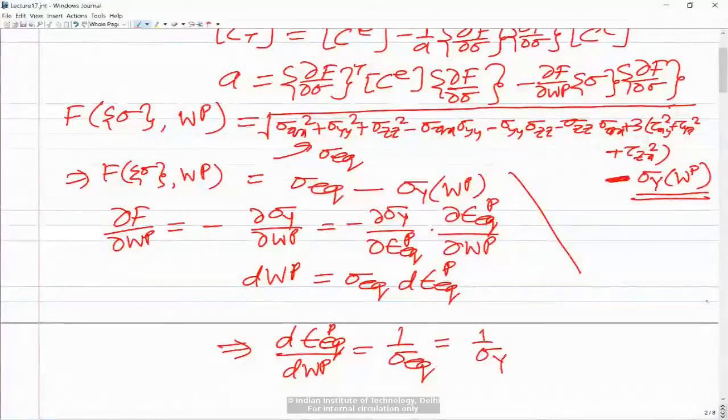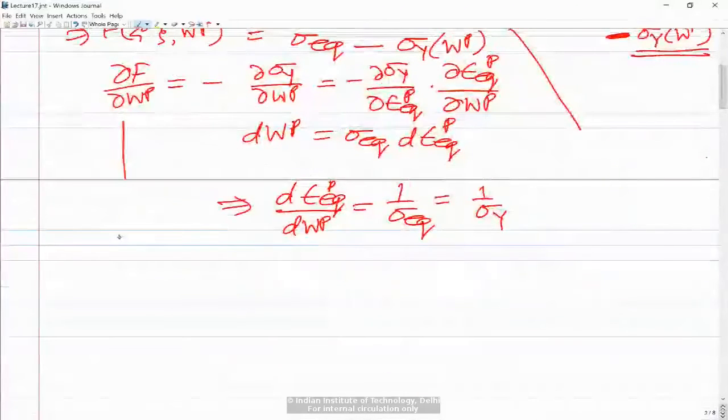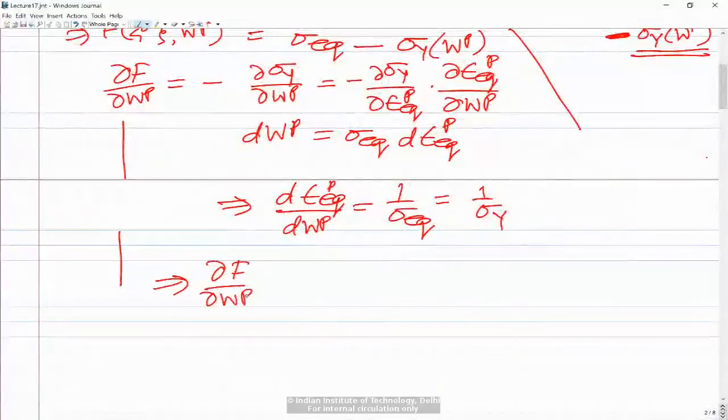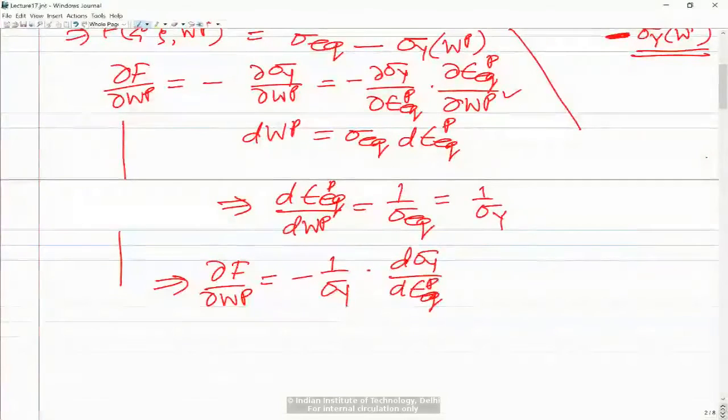So then you can say that del f by del wp will be equal to minus del. Now let me write the second term first. We have del epsilon equivalent p by del wp as 1 upon sigma y, so I can write that as 1 upon sigma y into d sigma y by d epsilon equivalent p. So we can write this term like this.